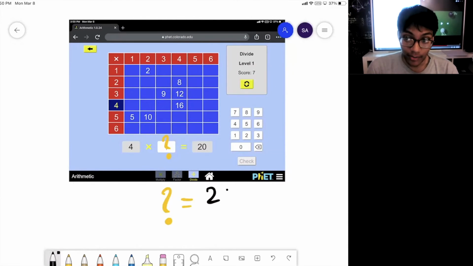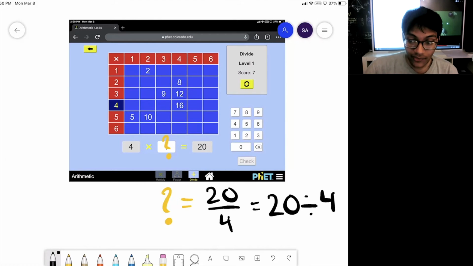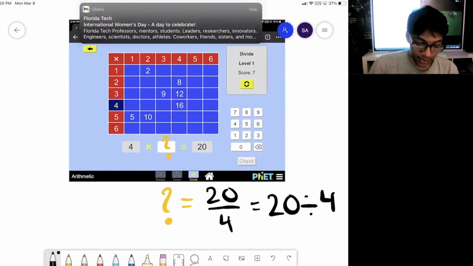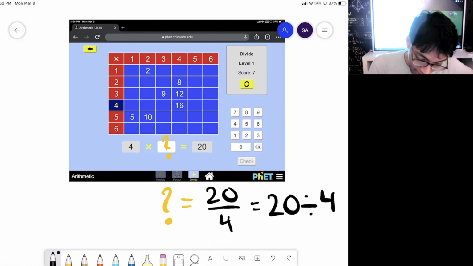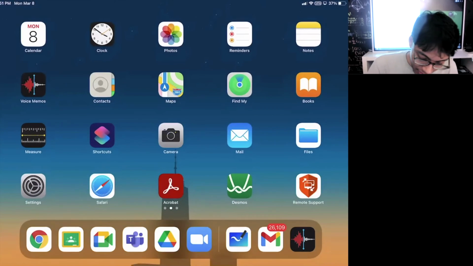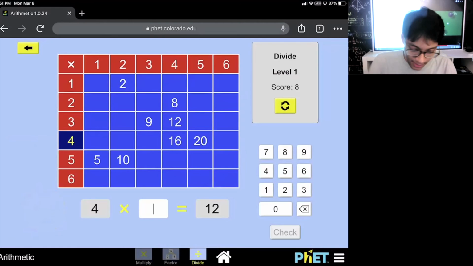And you remember your times tables? Come on, try your best. What's 20 divided by 4? Well, try to think about it. 4 times 1 is 4. 4 times 2 is 8. 4 times 3 is 12. 4 times 4 is 16. 4 times 5 is 20. There we go. That means 20 divided by 4 is 5. Okay, let's go back to our Chrome and we can write 5 right here. We got it.